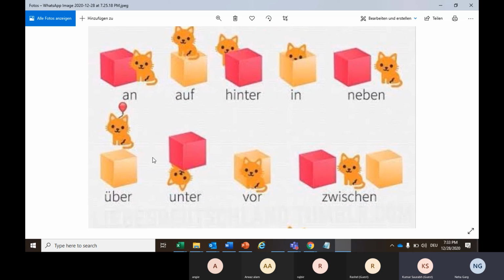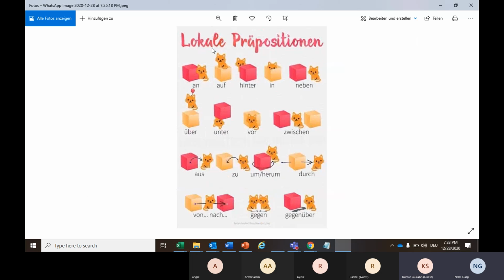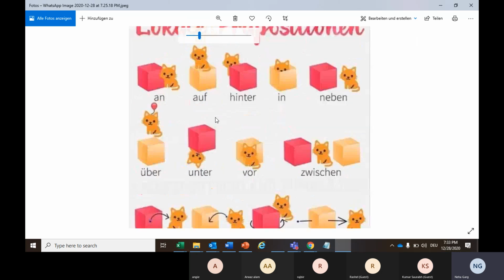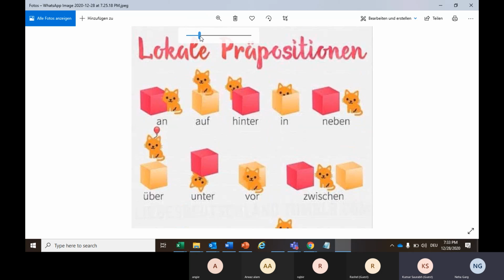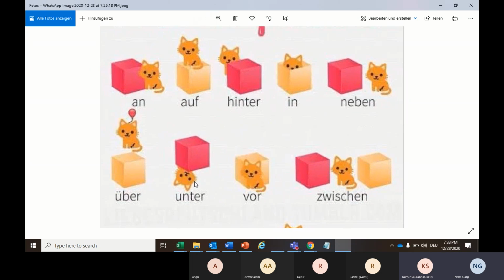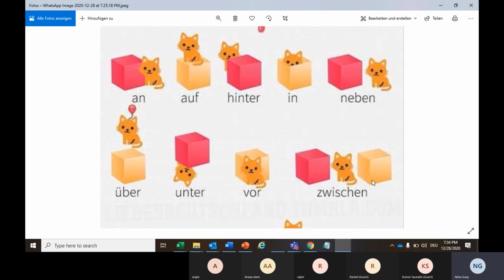Then here, über, like it's hanging over the box. There is a space between the box and the cat. So über. This is the basic difference between über and auf. In auf, there is no space in between the two things, but in über, there is a space. Then unter, under the box, under something. Let's say the cat is sitting under the table, the dog is sitting under the shelter, under something, like the complete opposite of über. Then vor, in front of, and then zwischen, in between two things.